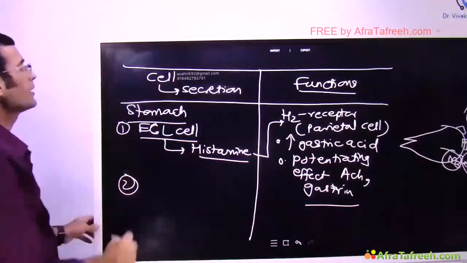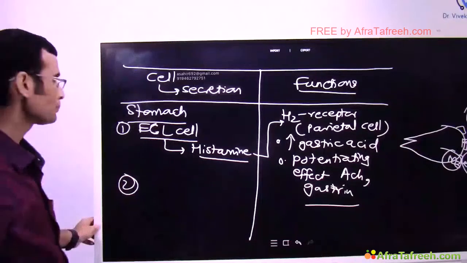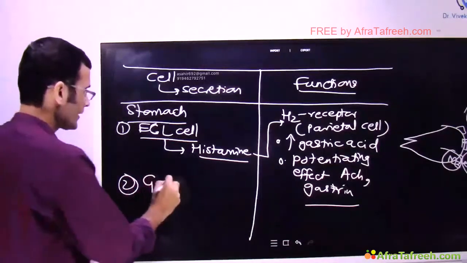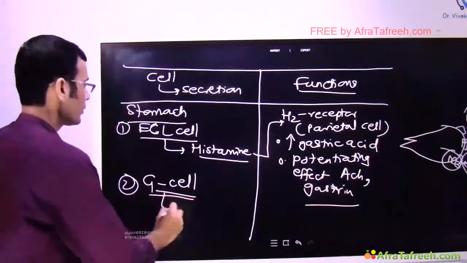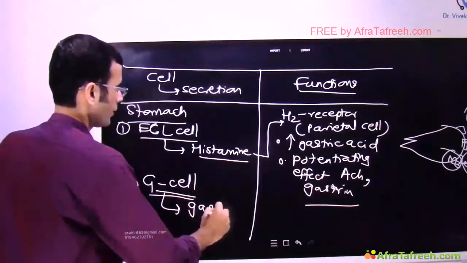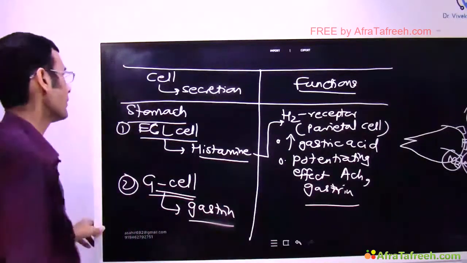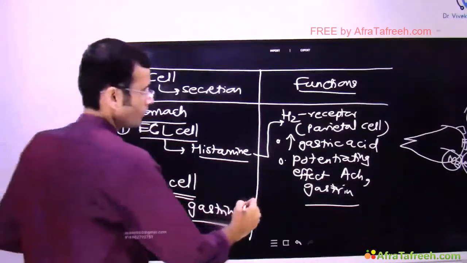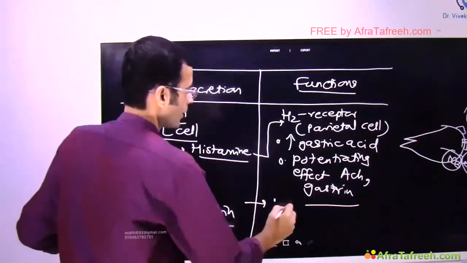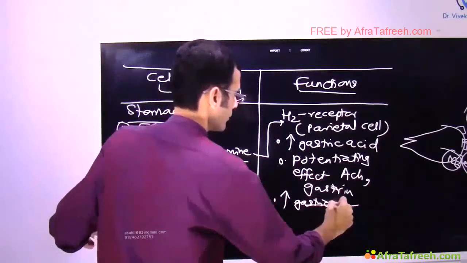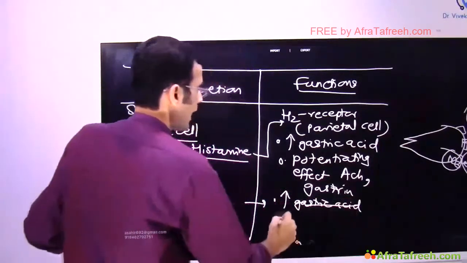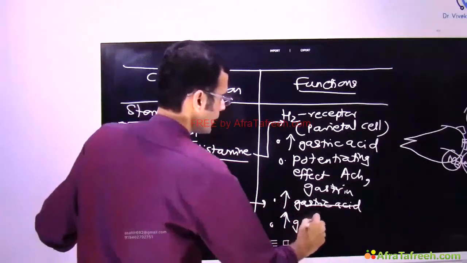Second cell in the stomach wall is G cell in the pylorus. G cell in the pylorus synthesizes gastrin. And what are the functions of gastrin? Gastrin increases the gastric acid secretion, and it increases the gastric motility.